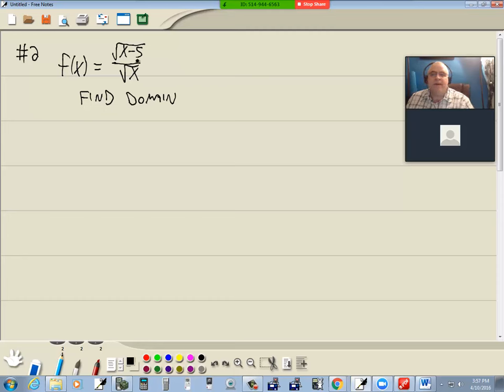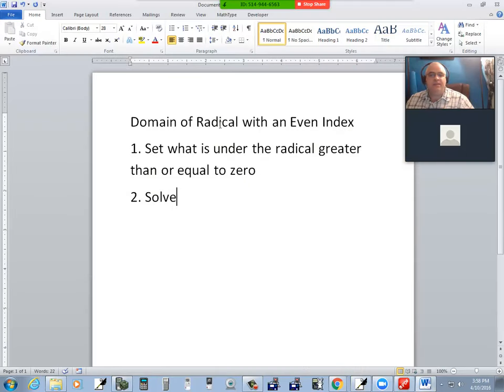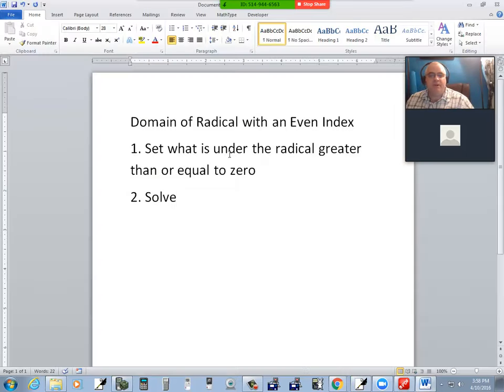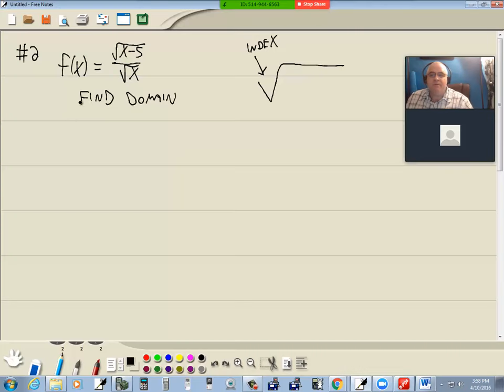So here we got two radicals. A square root is a special type of radical. Now when you got a radical, your index is whatever number is in the slot right here. And if you don't have a number, then it's by default 2. It's a square root. So on these instructions, when I say domain of a radical with an even index, that includes the square roots. Now step one, set what's under the radical greater than or equal to 0.